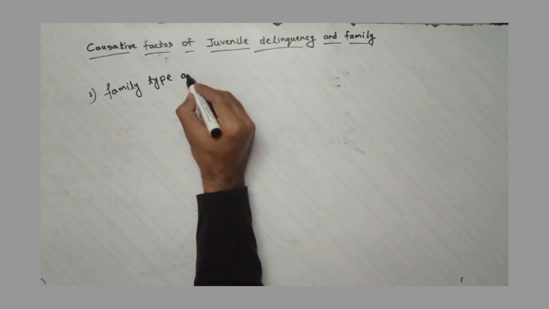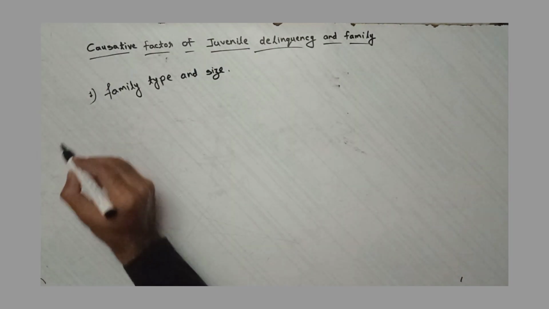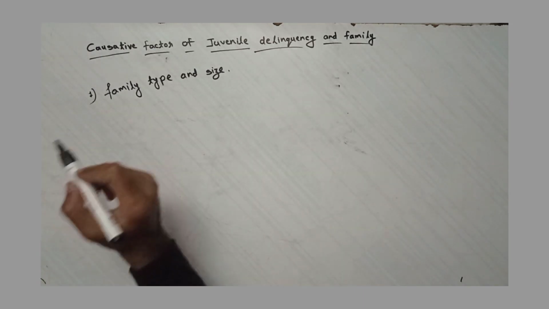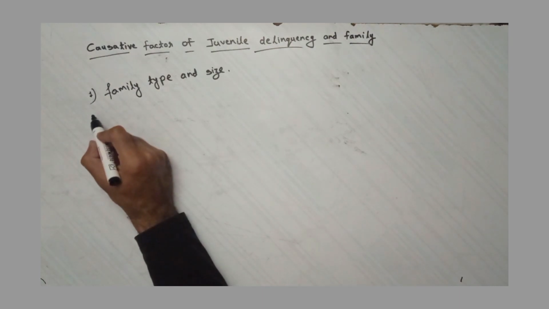type and size. It means what type of family it is. Is it a joint family, or what is the size of the family according to its number of children or number of people in the family? Sometimes it is also a factor of juvenile delinquency.